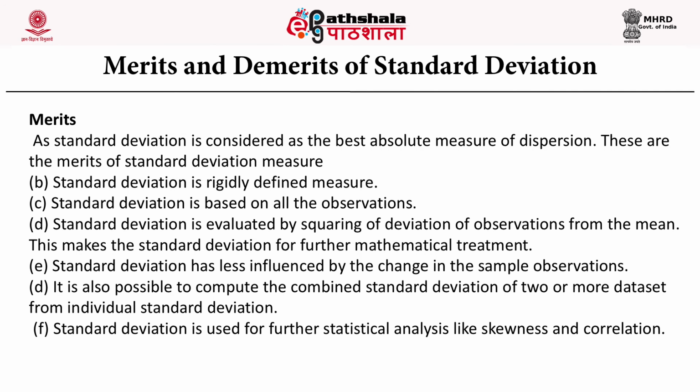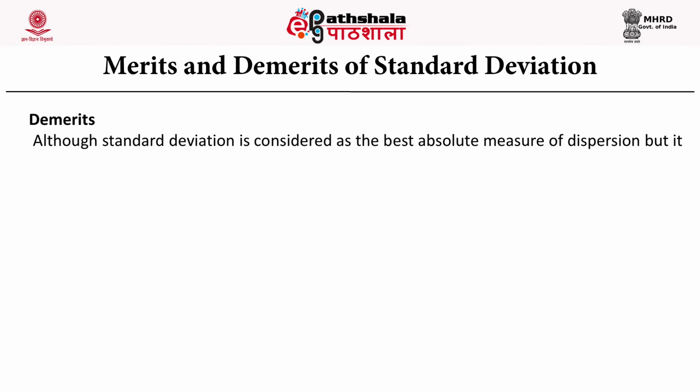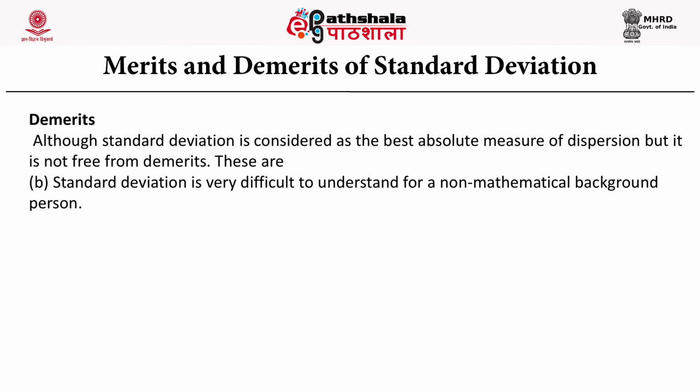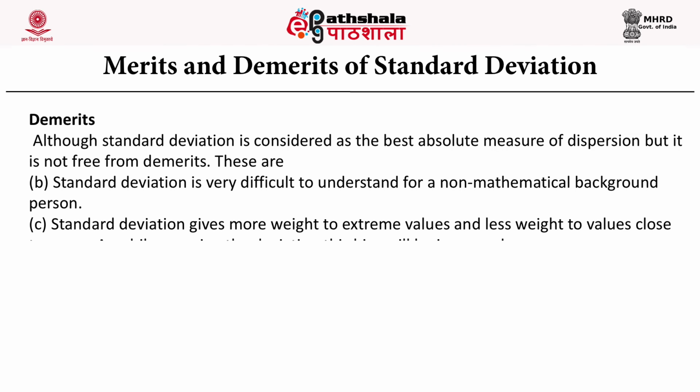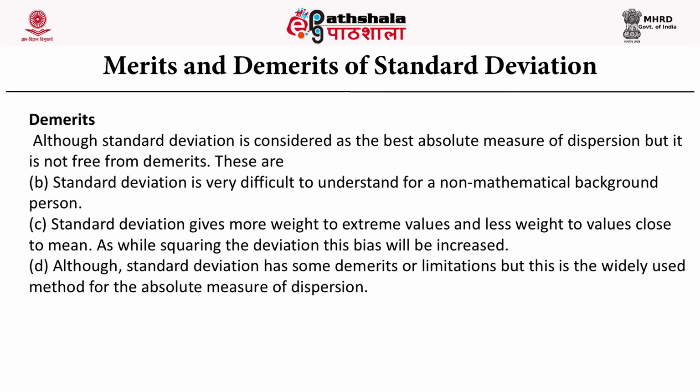It is also possible to compute the combined standard deviation of two or more data sets from the individual standard deviations. Standard deviation is used for further statistical analysis like skewness and correlation. Although standard deviation is considered the best absolute measure of dispersion, it is not free from demerits. Standard deviation is very difficult to understand for a person with a non-mathematical background. Standard deviation gives more weight to extreme values and less weight to values close to the mean, as while squaring the deviations this bias is increased. Although standard deviation has some demerits or limitations, it is the widely used method for the absolute measure of dispersion.